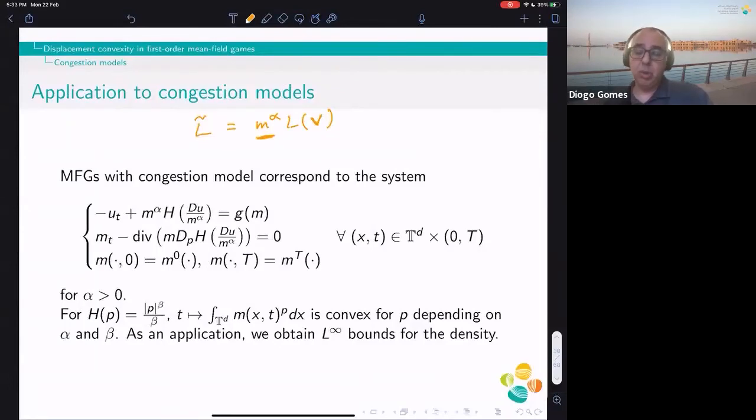So all of these computations can be actually properly justified. What he didn't prove, and I will address at the end, is the case with the potential. Because in the case of potential, you actually need displacement convexity to prove the existence of solutions.